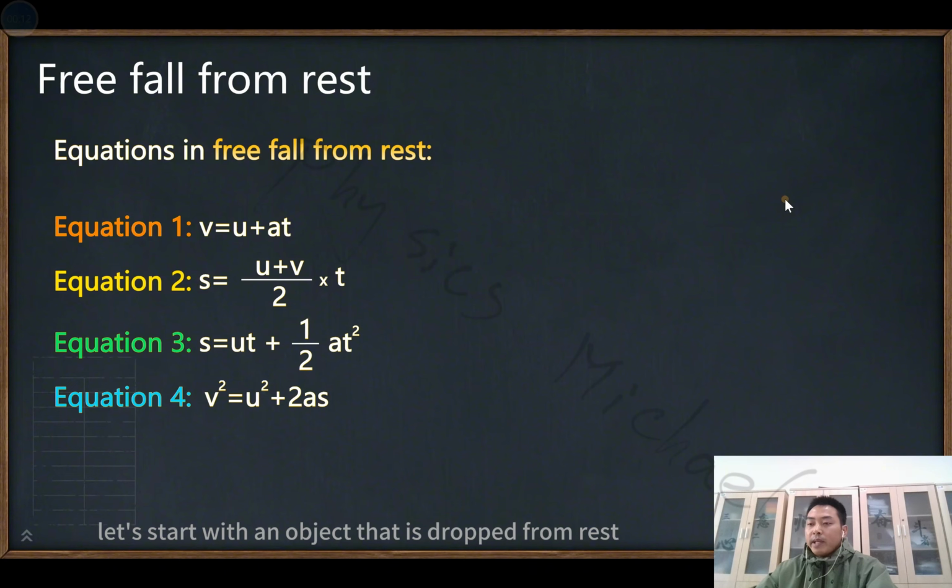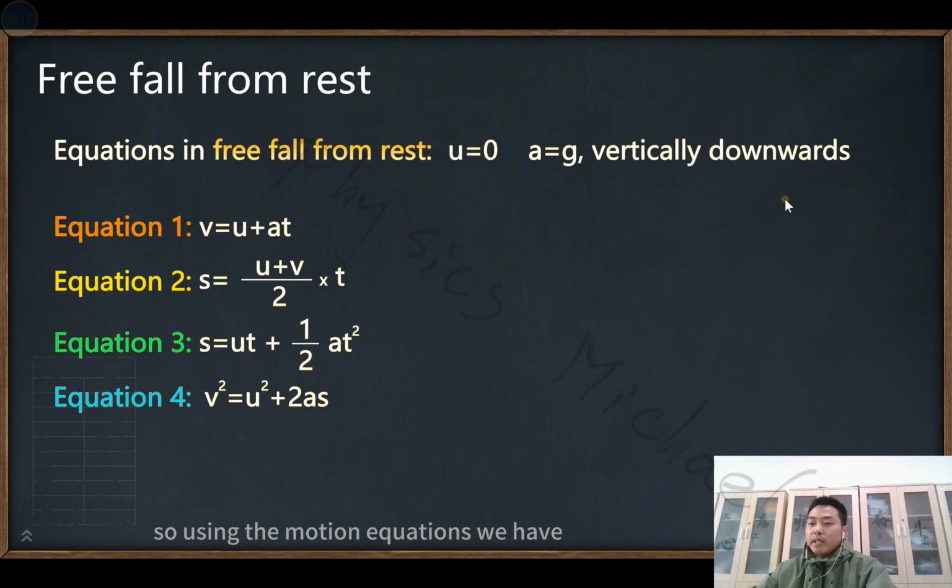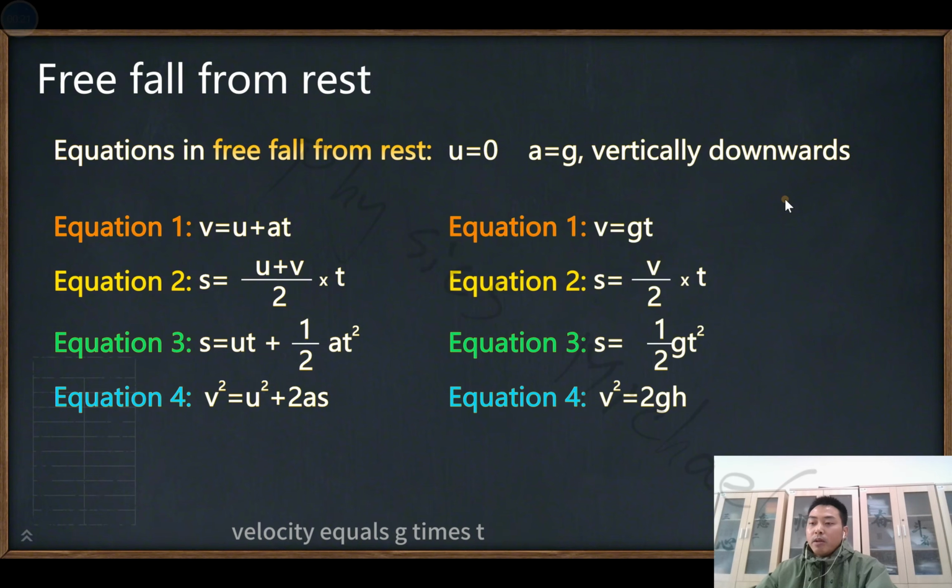Let's start with an object that is dropped from rest. That means the initial velocity is 0. So using the motion equations, we have final velocity equals g times time. Displacement equals 1/2 of final velocity times time t. Displacement equals 1/2 of g times time t squared. And final velocity squared equals 2 times g times height. These are the motion equations for objects in free fall from rest.